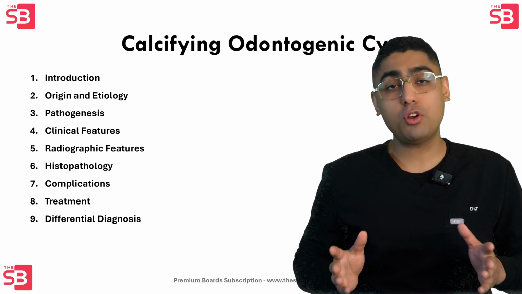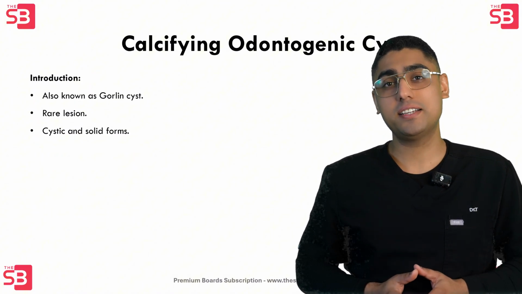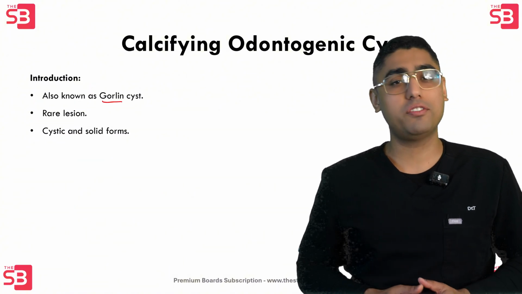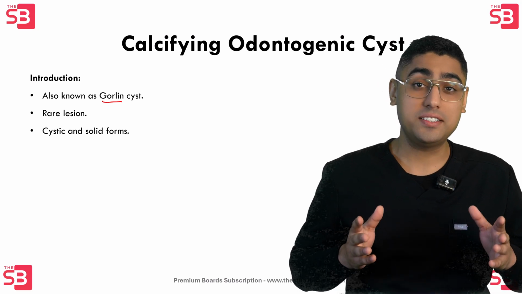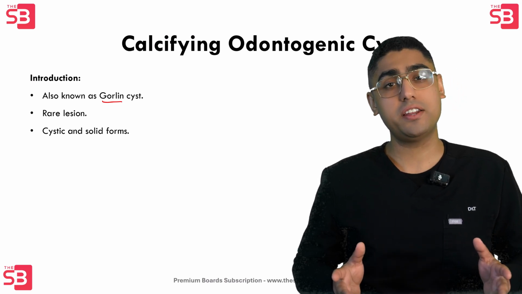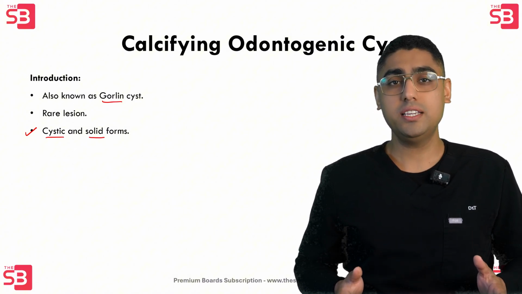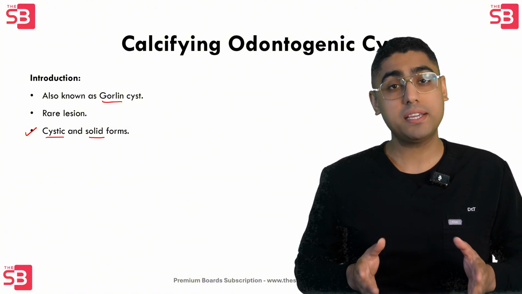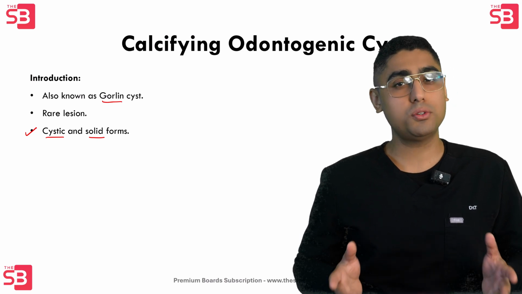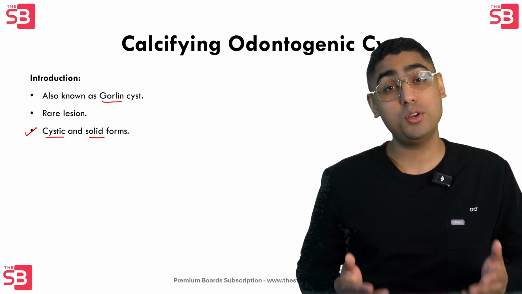Now COC is also called Gorlin cyst, and there is one unique feature of this cyst. That is, the COC can present itself either in a cystic form or in a solid form. So basically, COC does not always behave like a typical cyst. Sometimes it shows features that really resemble a tumor as well.